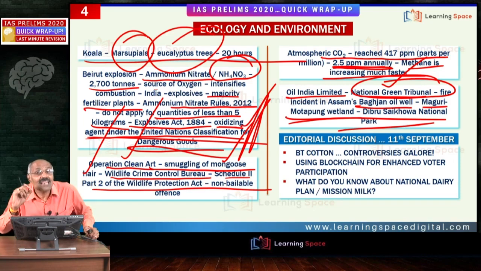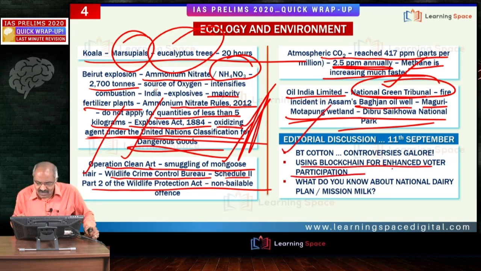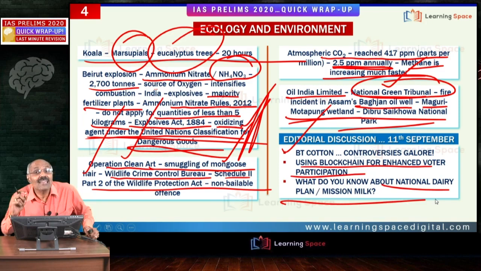Friends, in today's editorial discussion, we are going to discuss BT cotton, then using blockchain for increasing voter participation. Third one is, what do you know about the National Dairy Plan? Friends, editorial discussions are on Monday, Wednesday, Friday, and connect the dots on Tuesday and Thursday. Please watch. These are all important modules.